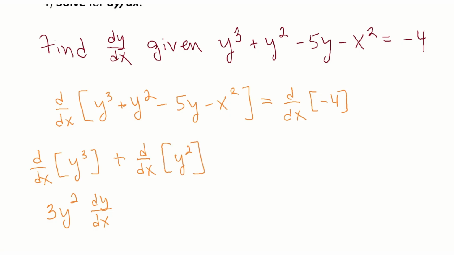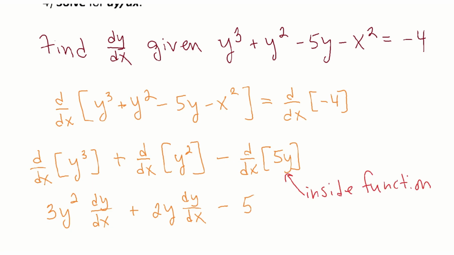The derivative of y squared with respect to x. Again, we'll need the chain rule, and we get 2y times the derivative of the inside, dy dx. Same thing for the third term. Use the chain rule. The derivative of negative 5y is just 5. But remember, we're also differentiating with respect to x, so we need to multiply by dy dx.